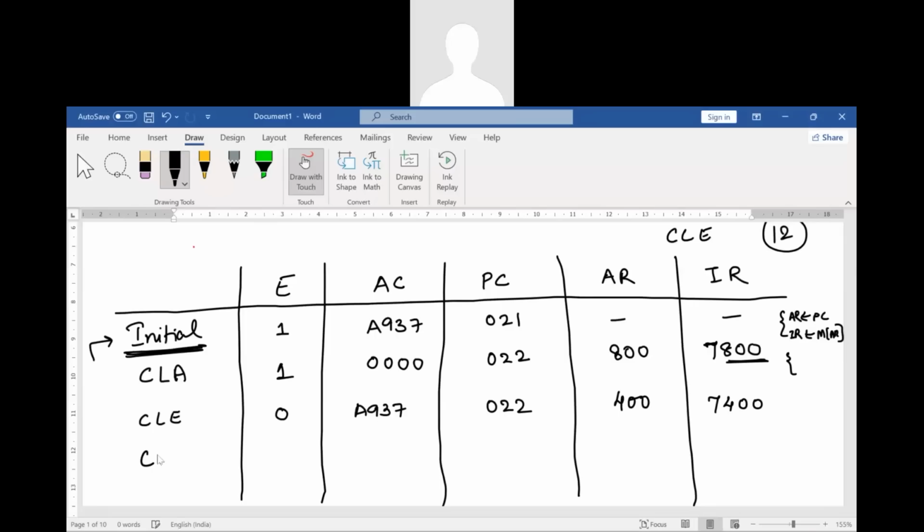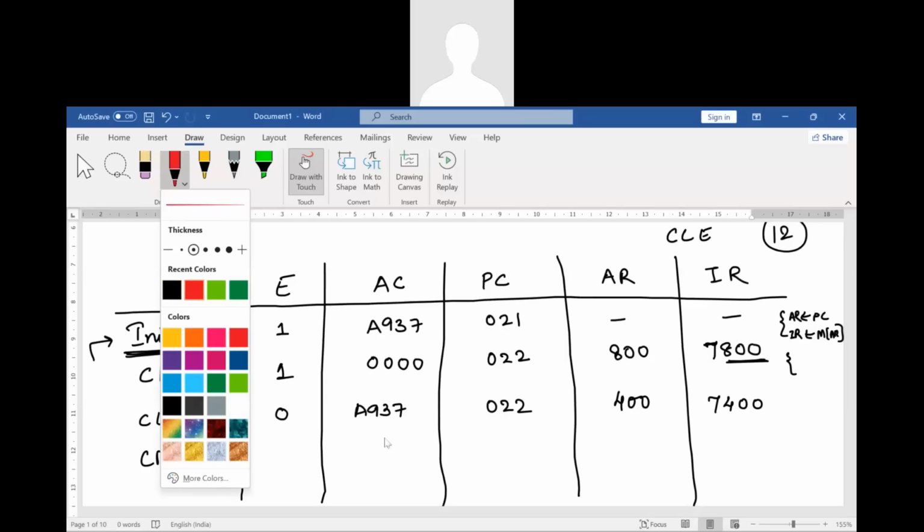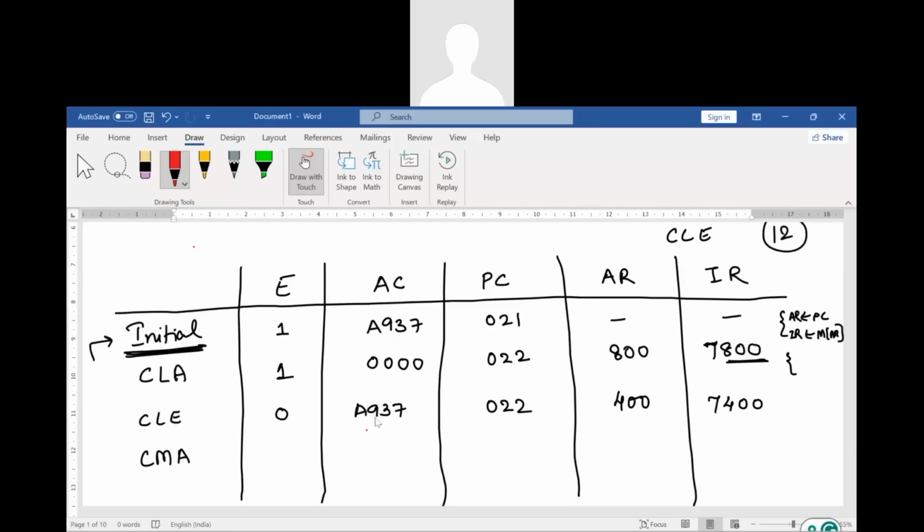Then comes CMA, complement accumulator. I'll show you how we will be doing it. Whatever is the value of the accumulator, we'll first write it in binary. A is 10, 1010. 9 is 1001. 3 is 0011 and 7 is 0111. Now we will be complementing these bits: 0101, 0110, 1100 and 1000.